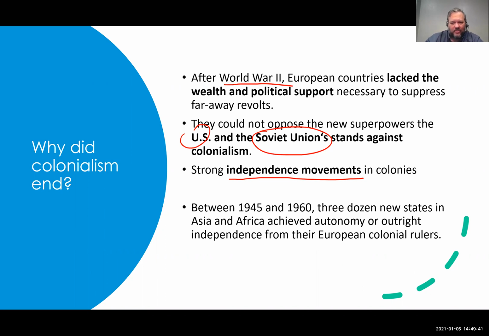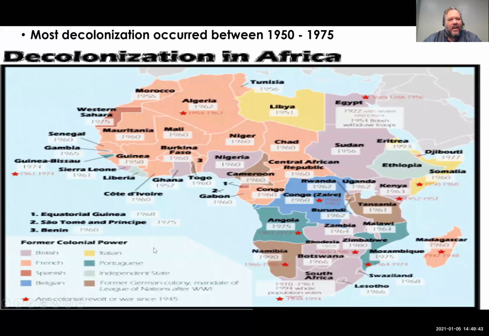All right, and so yeah, we'll leave it at that. So here's decolonization in Africa, and so you can see the years here: 1960, a lot of it happened in 1960, 1951, 56, 64, 75. So most of this, and I do want you to get these years down, most of this happened between 1950 and 1975. Those were the biggest decolonization moments. All right. So again, you can just see all the years between those is when most of it happened.